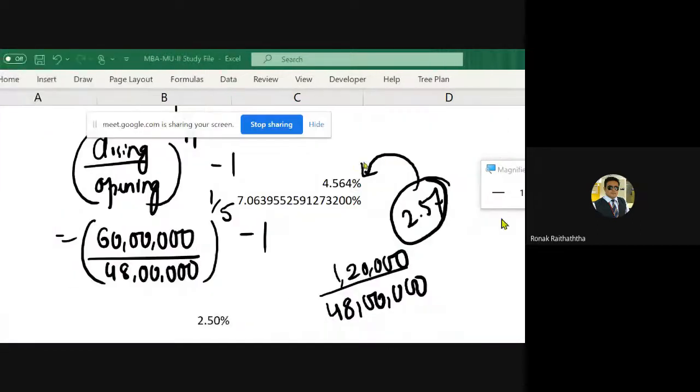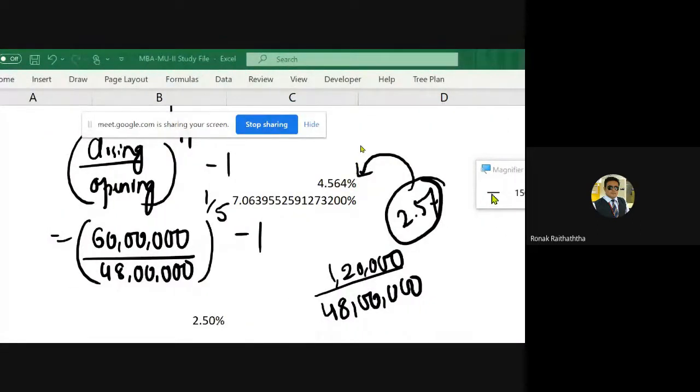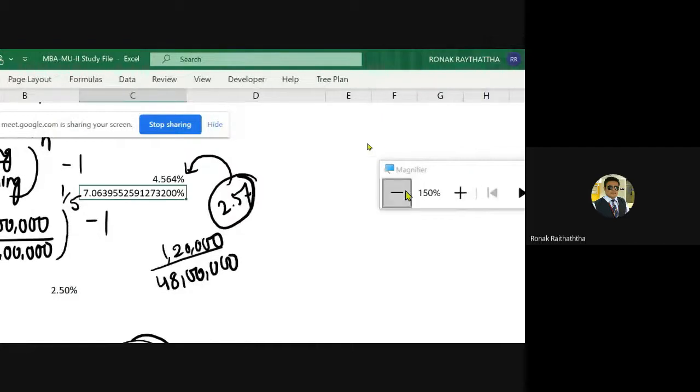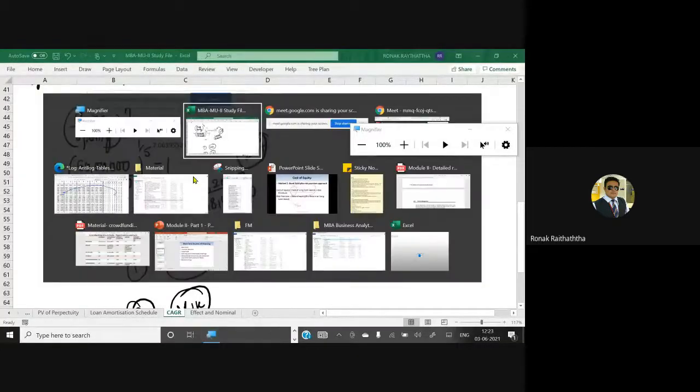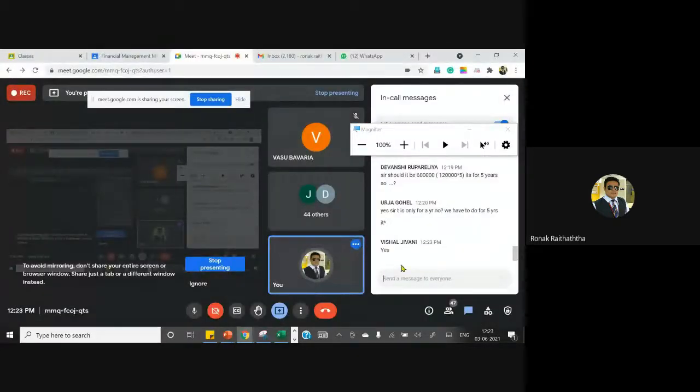May I have a confirmation from the students? Is it clear? CAGR absolutely clear, all of you? Confirmation through the chat box, please.